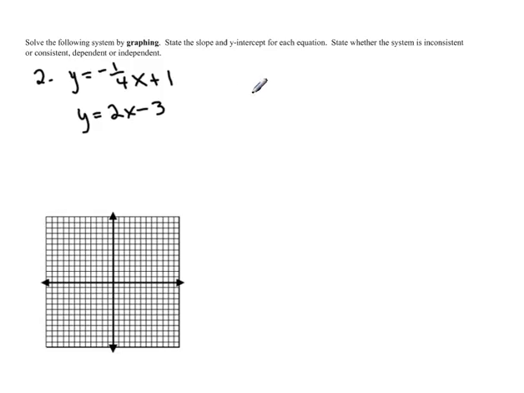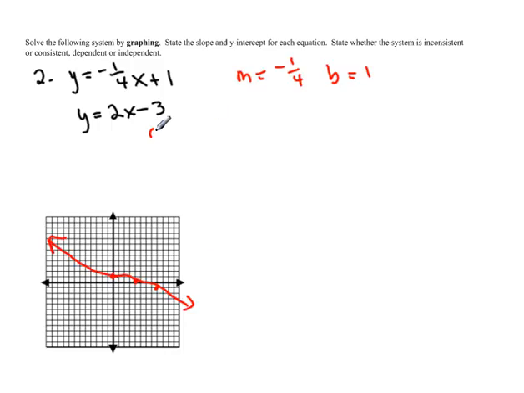Both of these equations happen to be solved for y, so the first one has a slope of negative 1/4 and an intercept of 1. So that means I'm going to start at the point 0, 1, and I'll move down 1, right 4. And I'll do that a couple times. And I'm going to connect these dots with a line as straight as possible. Oops, I didn't do a very good job there. That's a very crooked line.